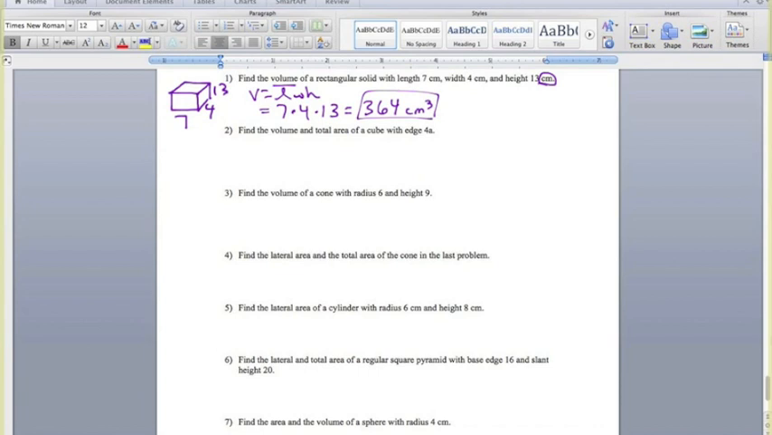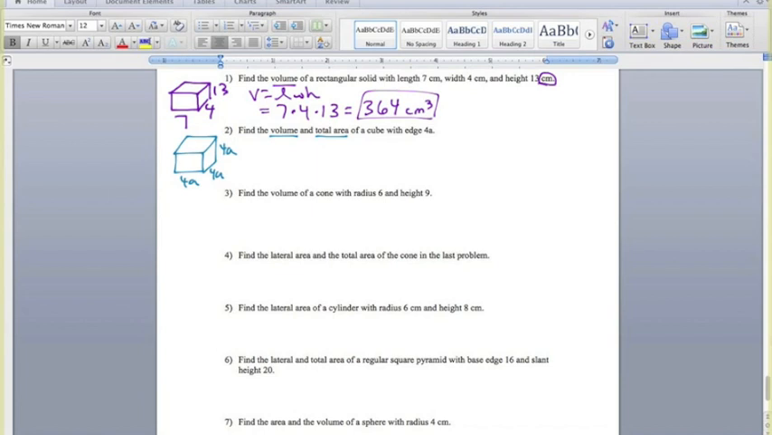For number 12. Oops. You mean number 2? Yes. Not making crazy jumps. I don't know what I'm talking about. Number 2. The volume and total area. So this is a problem where we need to do two things. Of a cube with edge of 4a.